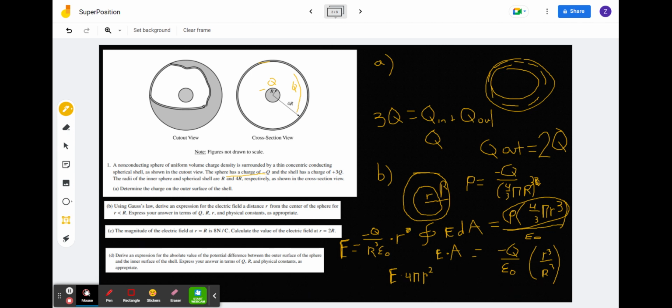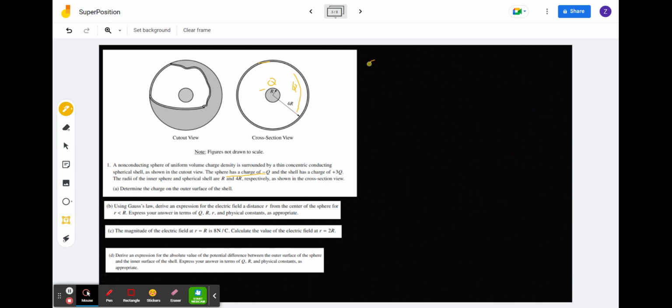Great. Now for question C, the magnitude of the electric field at r equals R is 8. Calculate the value of the electric field at r equals 2R. Now there's two ways to do this. So first of all, we know that we're outside of the sphere, meaning that we can basically approximate the sphere in the middle as a point charge in the center, because we're outside of it.